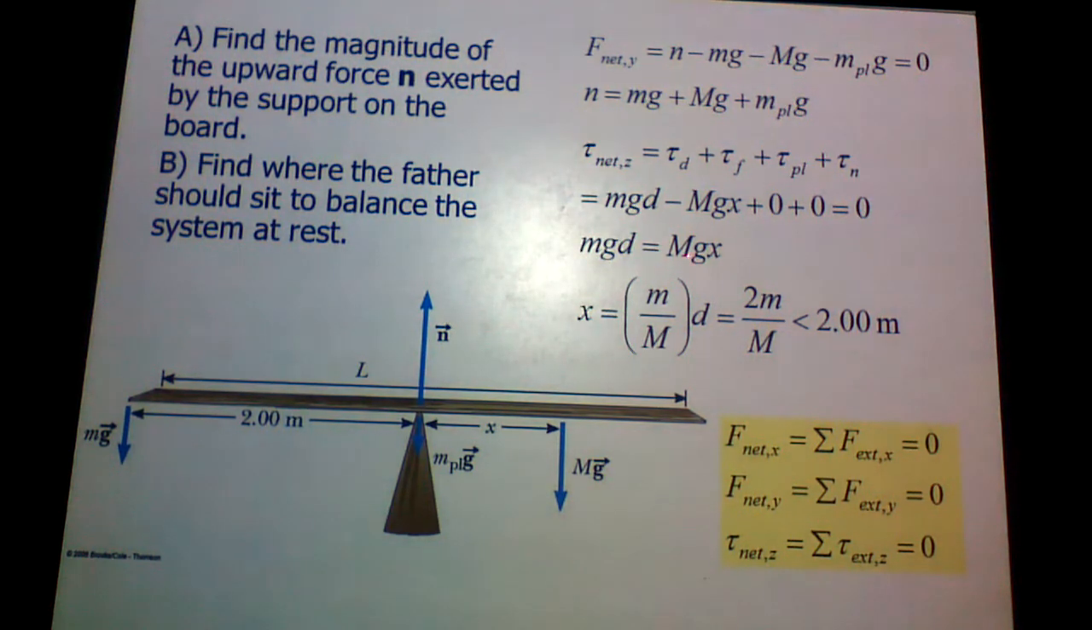say that mgd equals mgx, where d is for the daughter and x is for the father. The g's end up canceling out, so I just rearrange this for x. I'm trying to find the distance the father needs to sit so that this is all at rest. So x is equal to the ratio of the masses, the daughter's mass over the father's mass, times the distance that the daughter is sitting. Well, I know that distance.